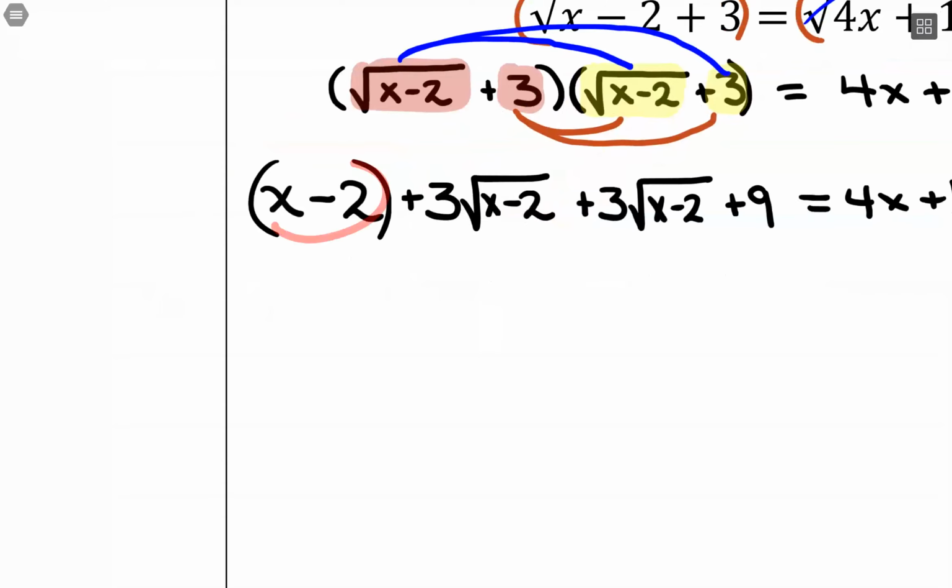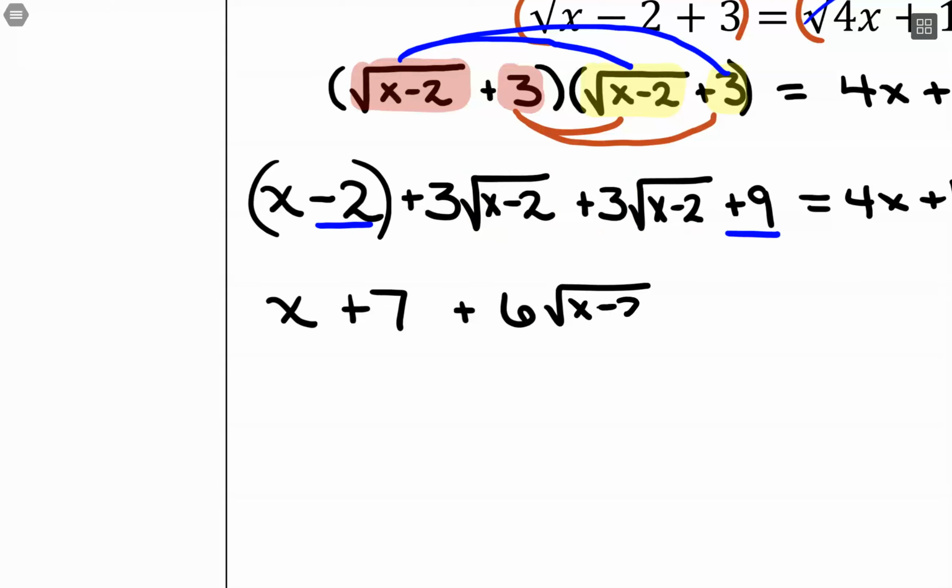Okay, with the x minus 2 in the parentheses, we just drop them, so we'll have x minus 2. I'm going to go ahead and combine the negative 2 and positive 9. So let's call that plus 7. And then here we have like terms. This is like 3x plus 3x, it would be 6x. It's just where I would have x, I have this whole expression here. So then we have this plus 6 root x minus 2, and all of that equals 4x plus 1.